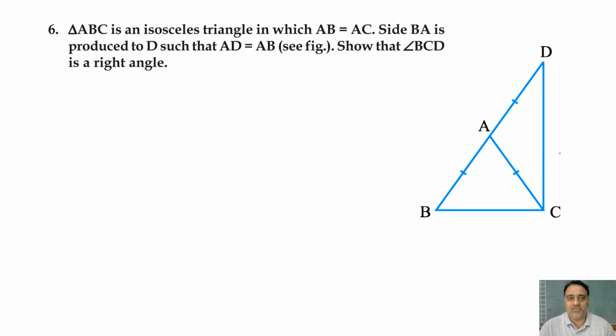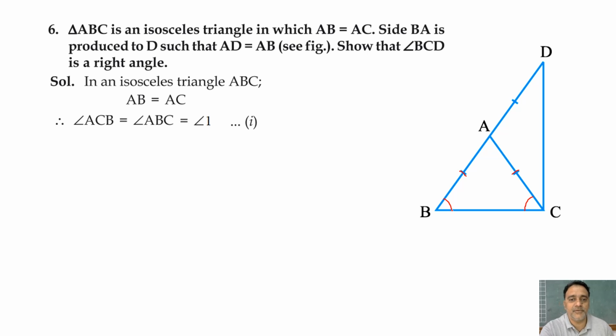Now the sixth question. Triangle ABC is an isosceles triangle in which AB is equal to AC. Side BA is produced to D such that AD is equal to AB. These two sides are equal. Show that angle BCD is a right angle. So सबसे पहले तो इसमें क्या दिया हुआ है वो लिख लेते हैं. AB is equal to AC. This is given. Okay, and if this is given, then these two angles are equal. Why? Angles opposite to equal sides. Very good.